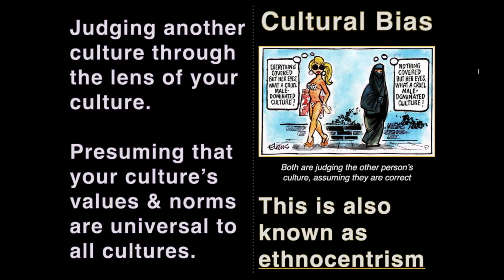So if these terms are all about cultural bias, it's important to know what is cultural bias. Cultural bias can be a lot of things, but put simply, it's judging another culture through the lens of your culture. And that's presuming that your culture knows what's right and wrong, and that concept is universal to all other cultures, and they should have your values and norms. And if they don't have the same values and norms, they're backwards or wrong. That's known as cultural bias, being biased towards your own culture. This is also known as ethnocentrism.